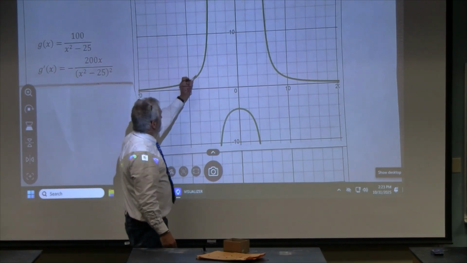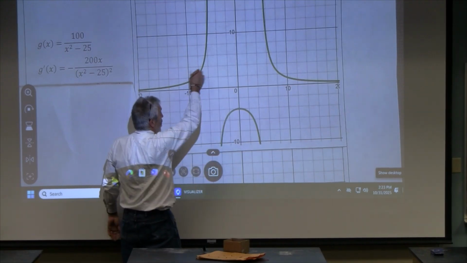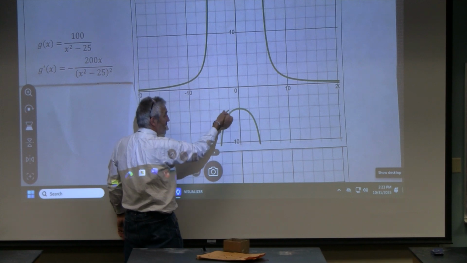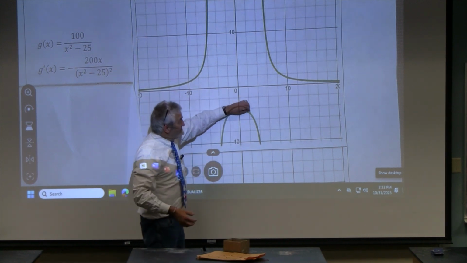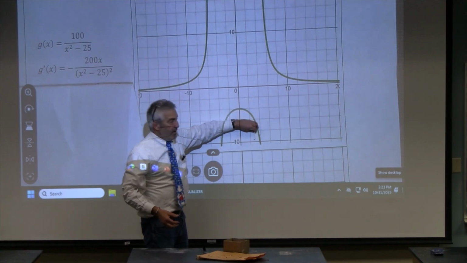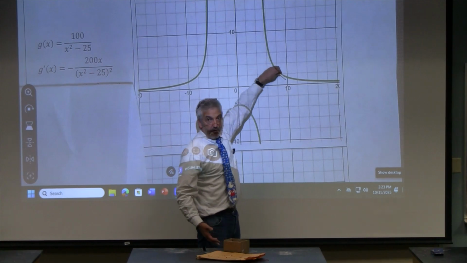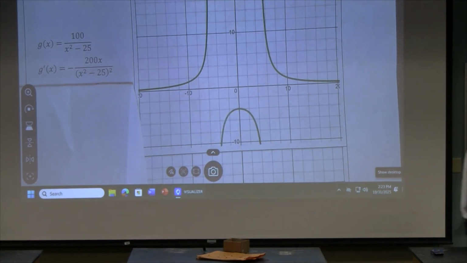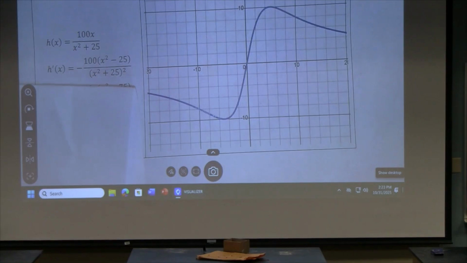Increasing, increasing, increasing, increasing, increasing again. Even though I had this wacky thing, when it recovers from that asymptote, it resumes being an increasing function. Only here does it begin becoming a decreasing function. And then there's the wackiness of the asymptote, but after that, the graph resumes decreasing. So really cool to look at these graphs in light of what we've learned about function analysis. Now look at this.